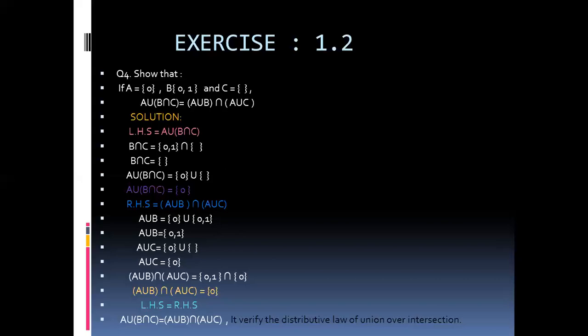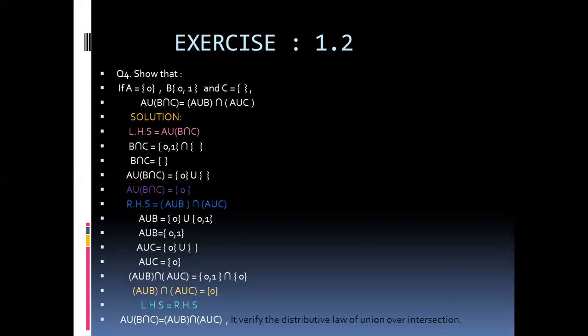Now we have two new sets, A union B and A union C. According to the law, we will take the intersection of these two. (A union B) intersection (A union C) is equal to {0, 1} intersection {0}. So definitely the answer will be {0} because according to the definition of intersection, we choose the common one, which is 0. So this verifies the distributive law of union over intersection. Is it clear? Alhamdulillah. Same question 3. Question 3 is the same as what we did in question 4.